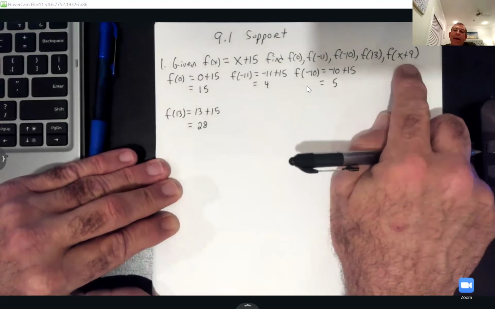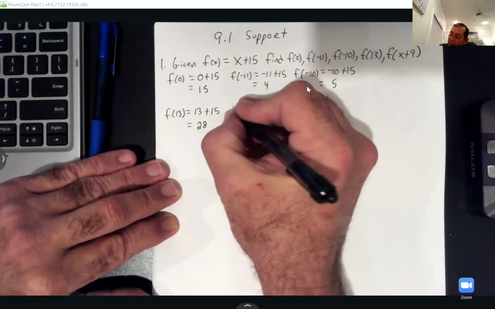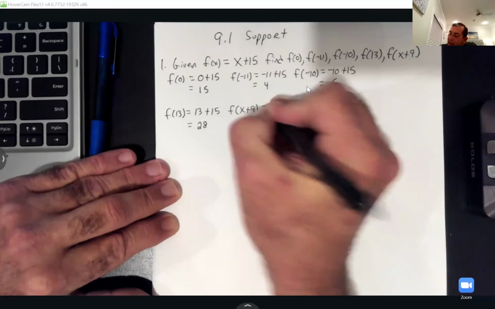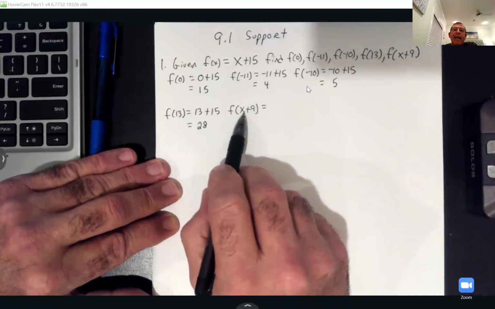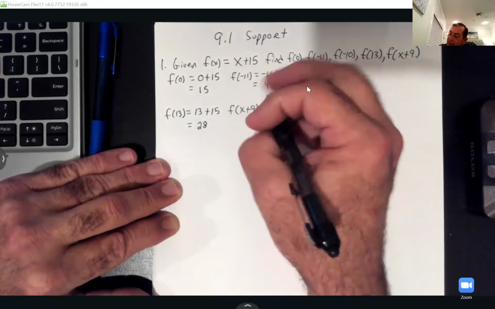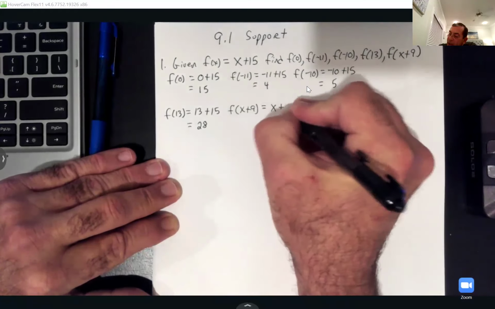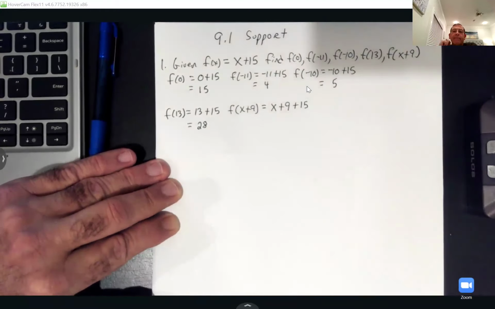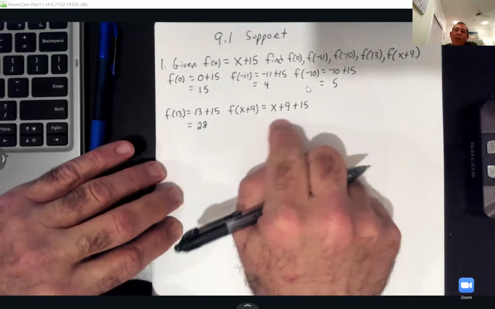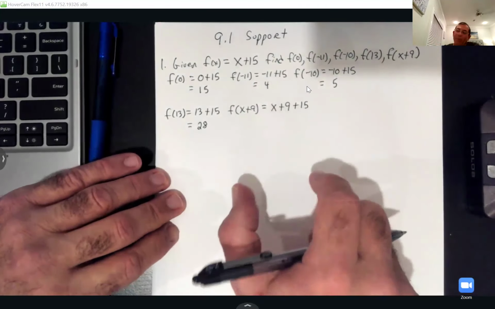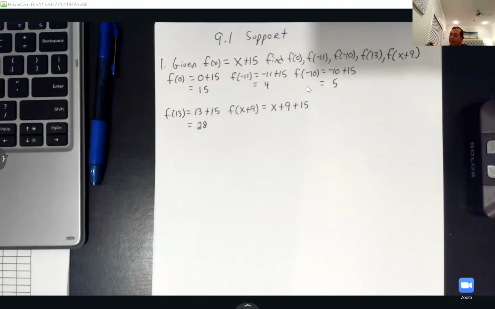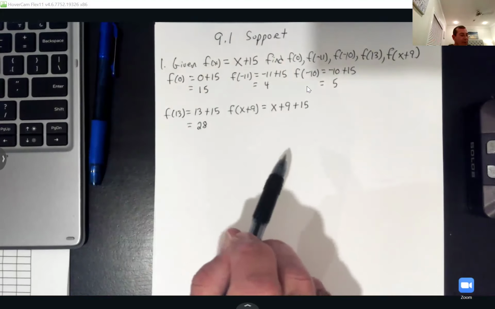Now the tricky one might be the f of x plus 9. I got an f of x plus 9. So I got to put this x plus 9 in for that x. So I get an x plus 9 plus 15. So this is sort of getting you ready for what we did, although we were plugging the whole functions in, so y'all work that one. What's that and give us?